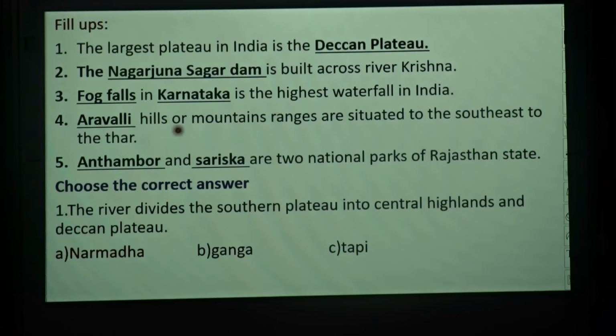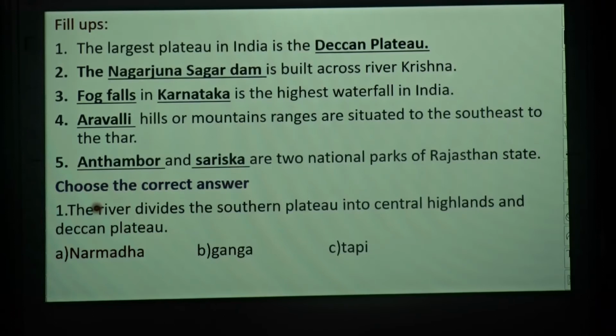And the Aravalli Hills or mountain ranges are situated to the southeast of the Thar. So to the southeast of the Thar Desert, the Aravalli mountains are present. And Ranthambore and Sariska are two national parks of the state of Rajasthan. The names of the two parks are Ranthambore and Sariska.